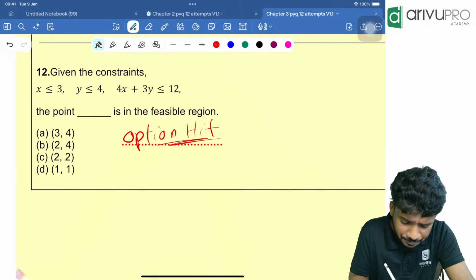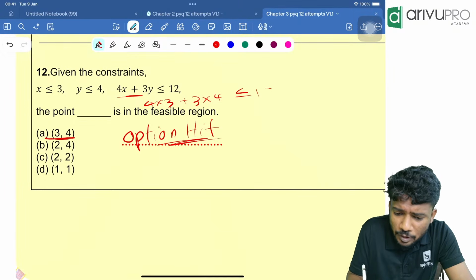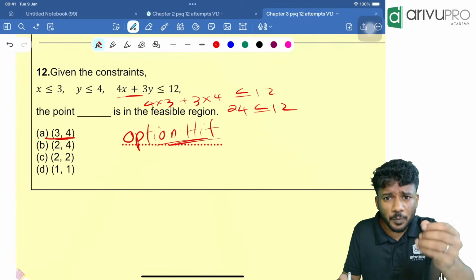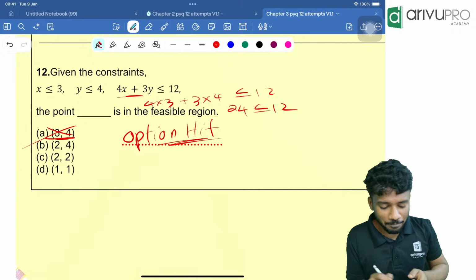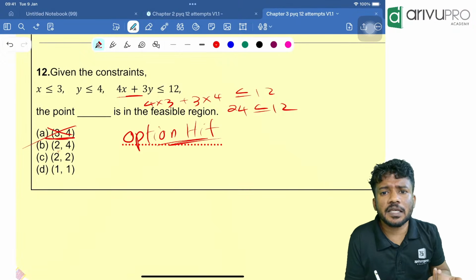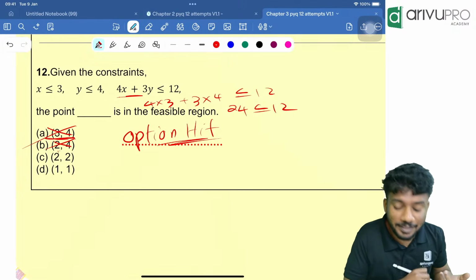Look up. If you substitute 3 and 4 in this equation, 4 into 3 plus 3 into 4 less than or equal to 12. That means 12 plus 12, 24 less than or equal to 12. Is 24 less than 12? No. That means option A is wrong. Then put 2 over there. That means 8 plus 12, that is 20. Is 20 less than 12? No, 20 is greater than 12.